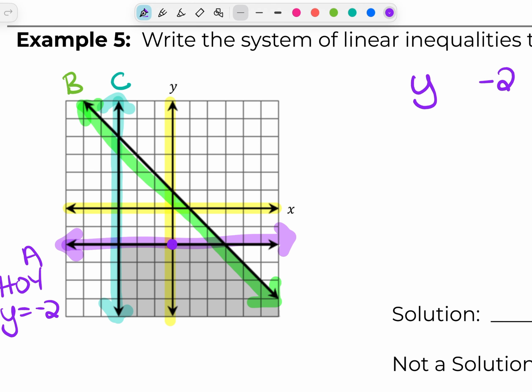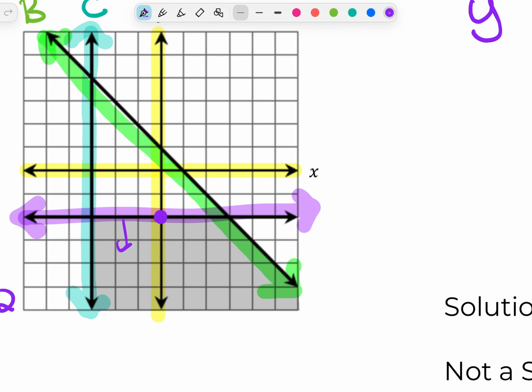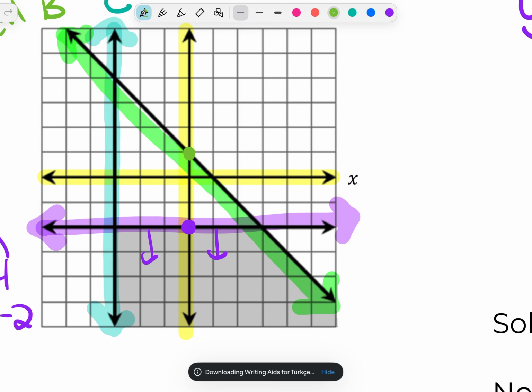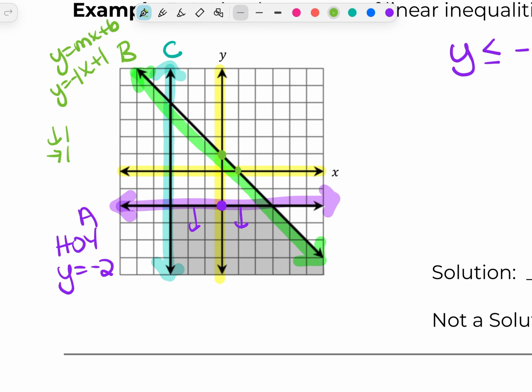But we are doing inequalities, so don't write the equal sign. Let's look for our shading. Our gray area is below that line, so that's a less than. It is solid, so it's going to be equal to. All right, my B is diagonal. That's an mx plus b. Let's steal the y-intercept. That's a 1. And so let's pick a second perfect point to get our slope. That is down 1, right 1. So down 1, right 1 would be a -1.